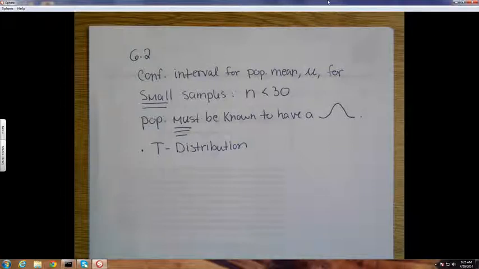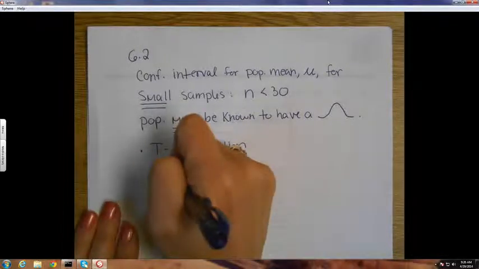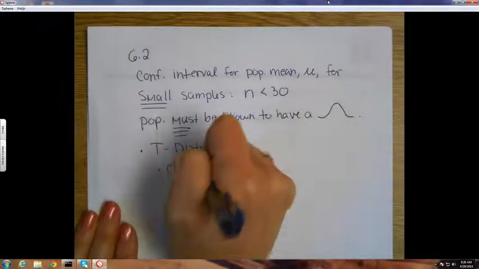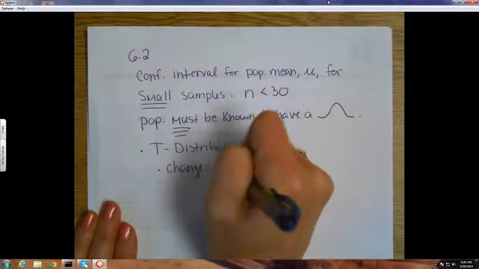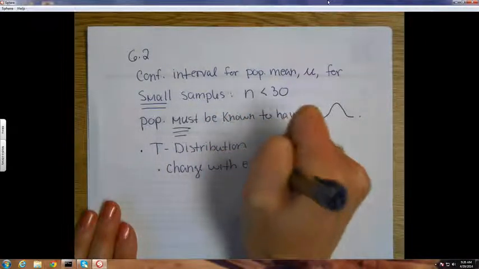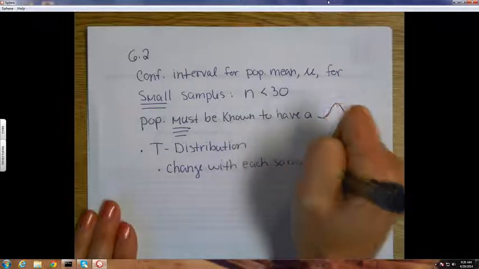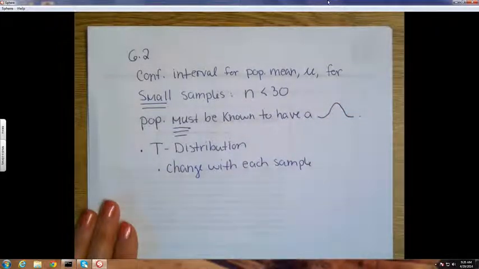The first thing we need to do is look up the t-value, because it will change with each confidence level and with each sample size. With z's, if it's a 95% confidence interval, we use the same z no matter how big the sample size is, because it's a large sample. But t-scores change with each sample size. So you have to look up t-scores for every problem. It's not going to be the same if it's a 90% confidence interval. It changes with the sample size.